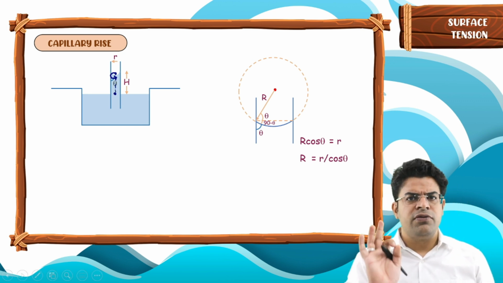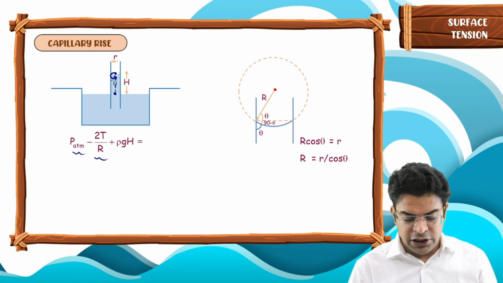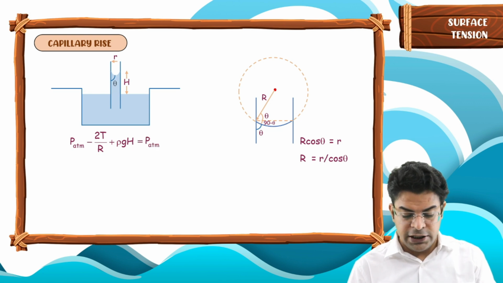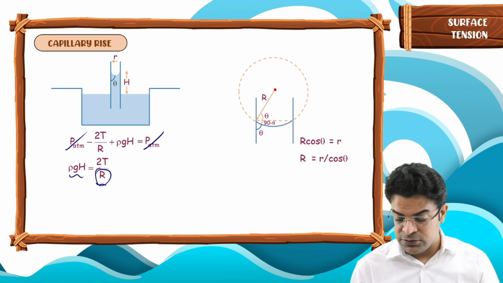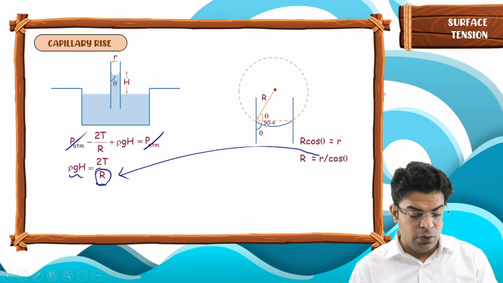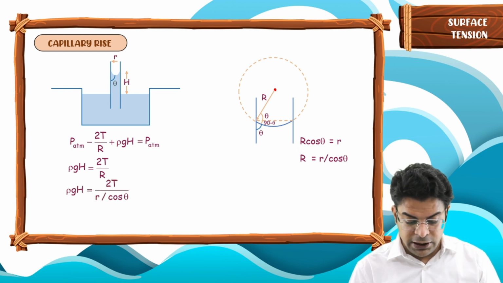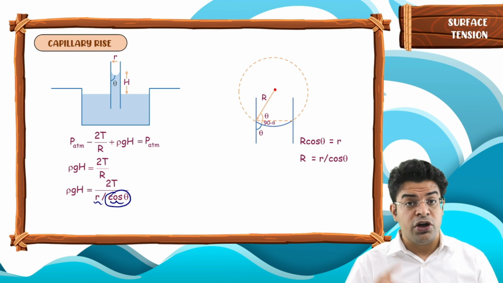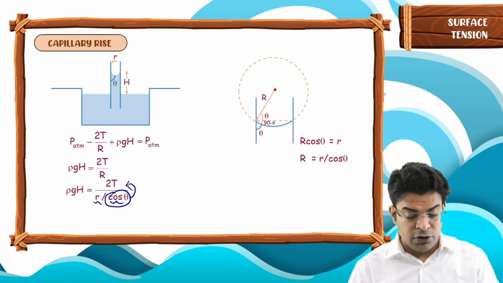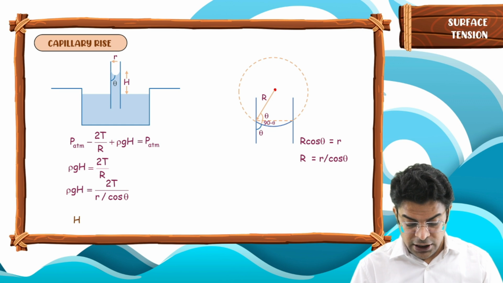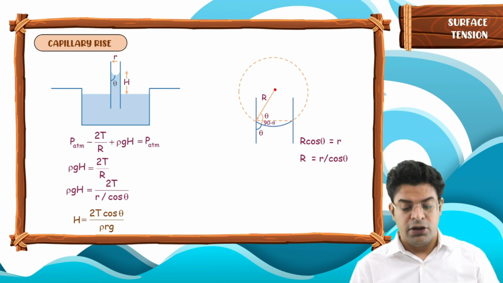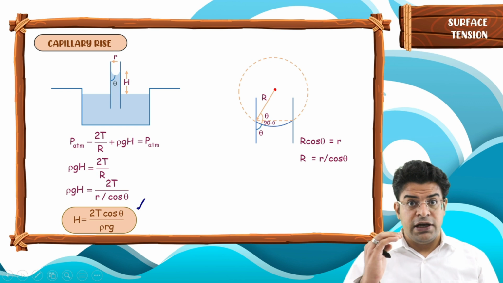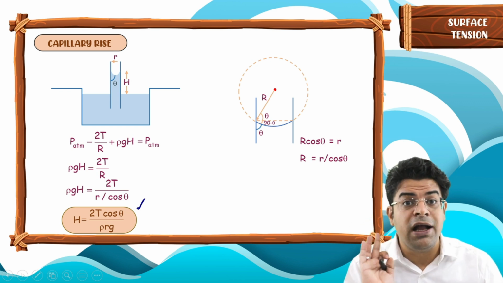This is the only equation we need to write. So you write P atm minus 2T by R plus rho gh equals P atm. Cancel out P atm both sides. So you get rho gh equals 2T by R. In place of R, substitute small r by cos theta. Once you do it, you get rho gh equals 2T by (r by cos theta). The cos theta moves from denominator to the numerator. So what you get is h equals 2T cos theta by rho rg. This rho and g move down, so rho rg. So the height of fluid in the capillary tube comes out to be 2T cos theta by rho rg.